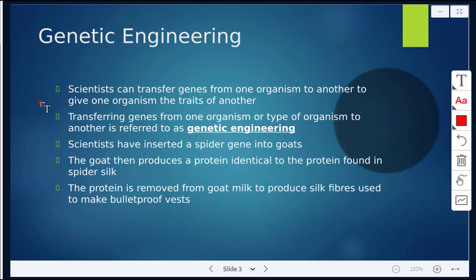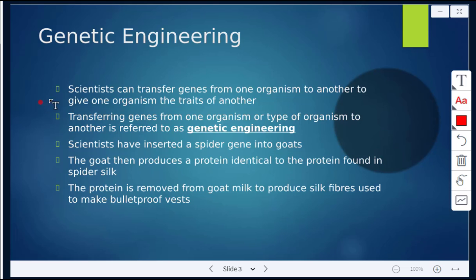An example here is scientists have inserted a spider gene into goats. So the goat will then produce a protein identical to the protein found in spider silk, and the protein is removed from the goat milk to produce these silk fibers, which can be used to make bulletproof vests.